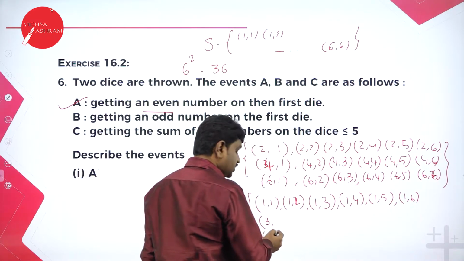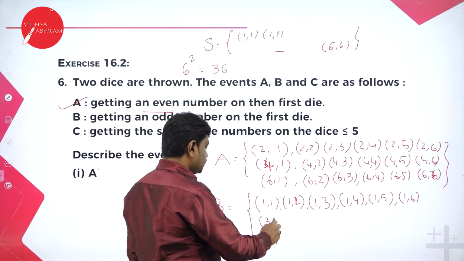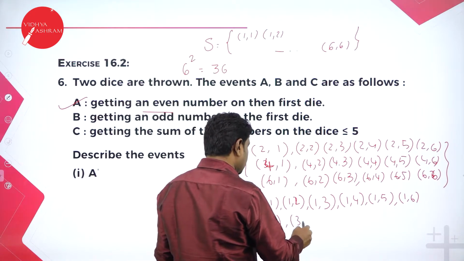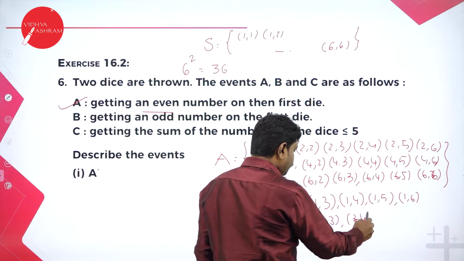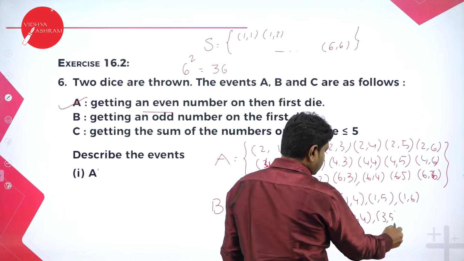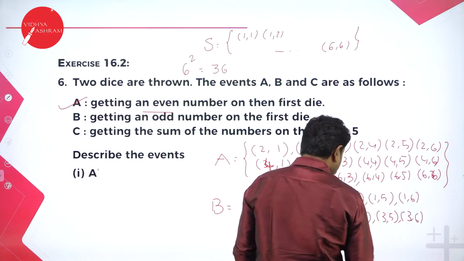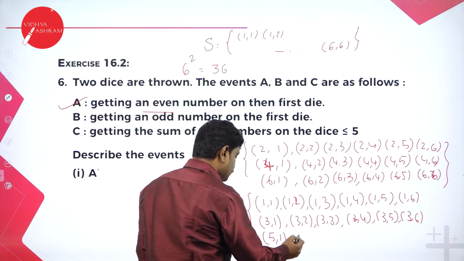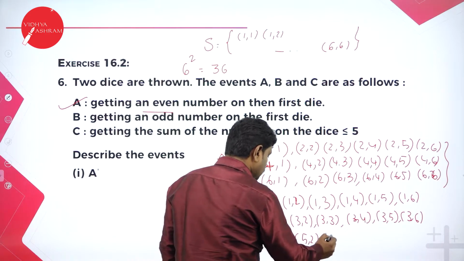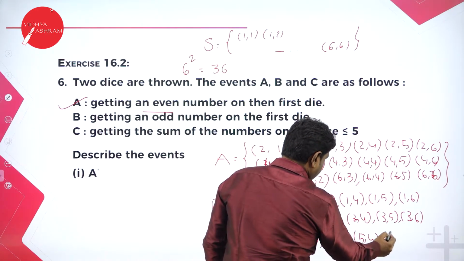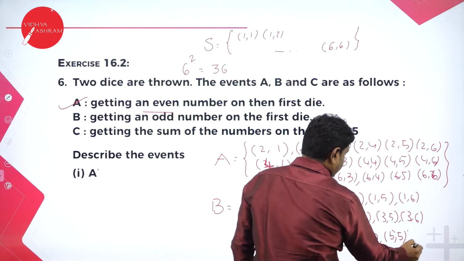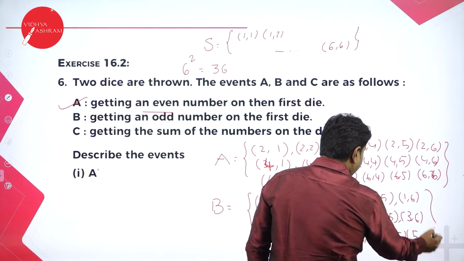Similarly, the first number is odd, it may be 3. 3 is an odd number. 3 with 1 or 3 with 2 you may get, or 3 with 3, or 3 with 4, or 3 with 5 and 3 with 6. Or if you get 5: 5,1, 5,2, 5,3, 5,4, 5,5 and 5,6. So again 18 possible outputs.